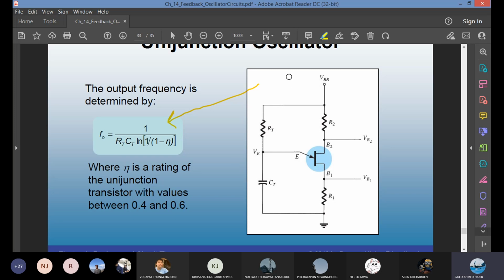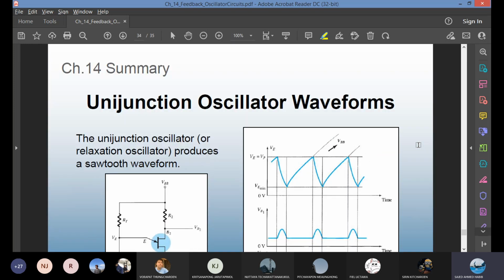So it's actually like this. The formula, if you take the eta value at half, becomes 1.44. This resistor RT and CT. You don't have to worry much about the unijunction.